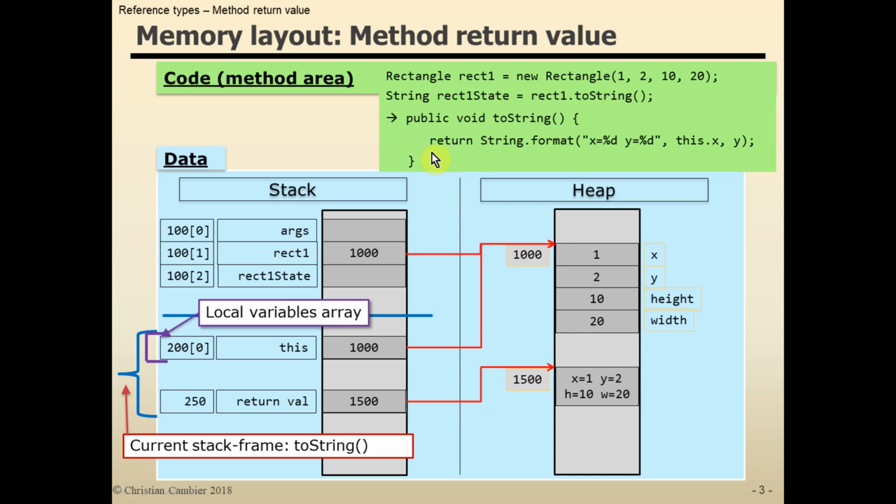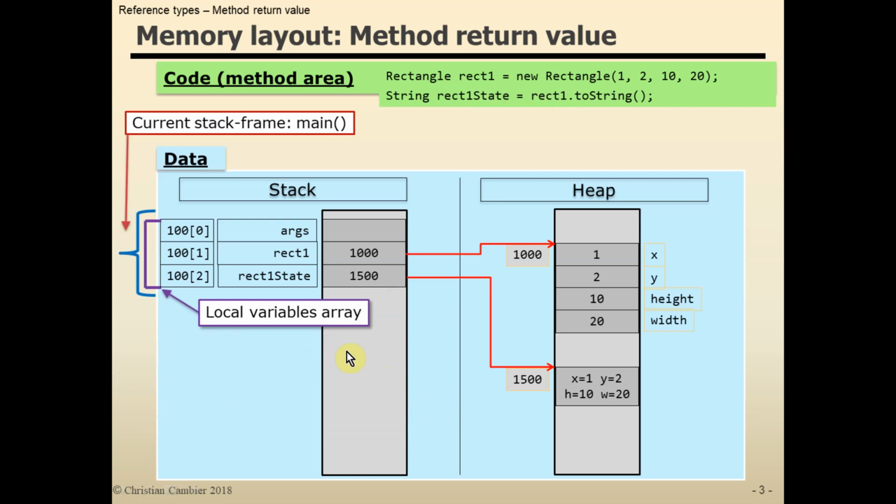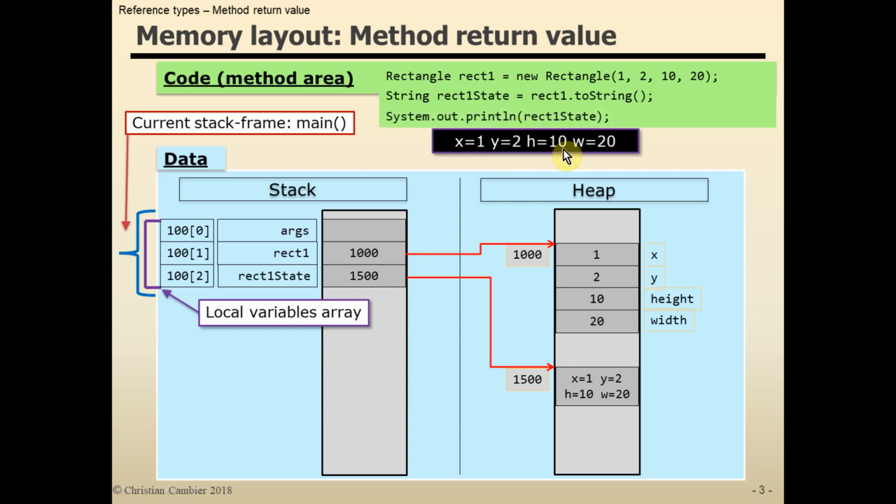When the return takes place, we leave this method and the return value is assigned to the rect1State variable that was allocated in the stack frame of the main method. This assignment takes place now. toString is no longer being executed, so the stack frame associated with it is removed, and we're back at the stack frame of the main method, which now becomes the current stack frame. If we would print out the value of rect1State now, then we would see the following value on the screen.